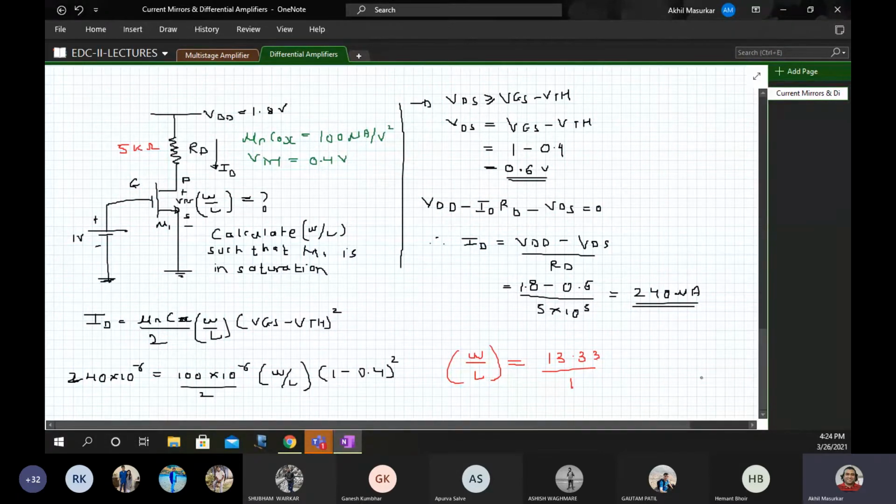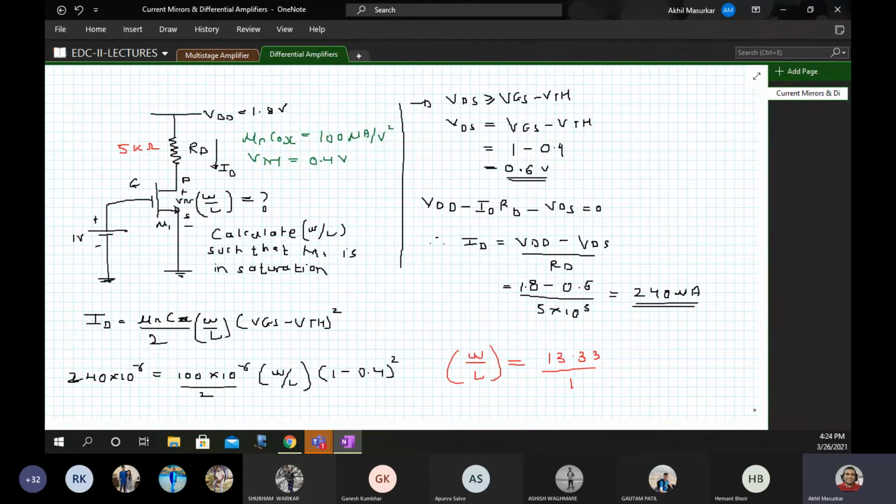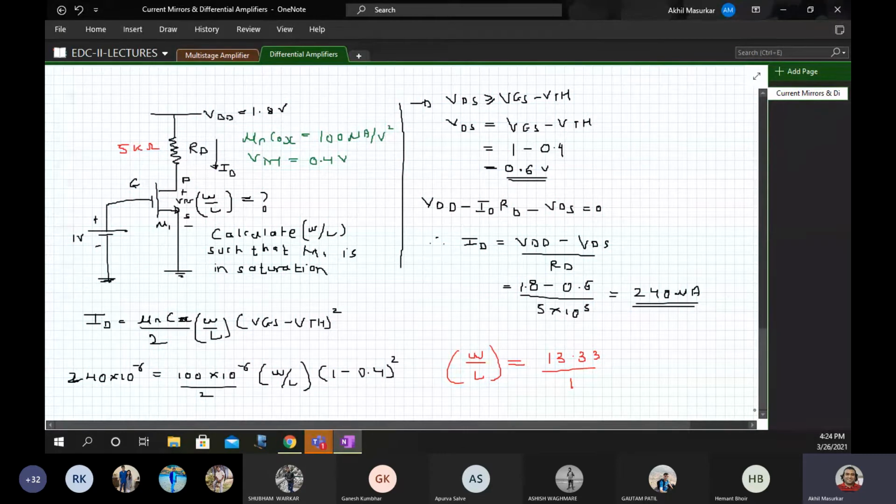Okay. Now, next part of the sum. These three problems are very important. That is, how to calculate the current when the transistor is in saturation, what should be the value of W by L to put the transistor in saturation, and now the next question is what should be the value of VGS so that the transistor will be in saturation.